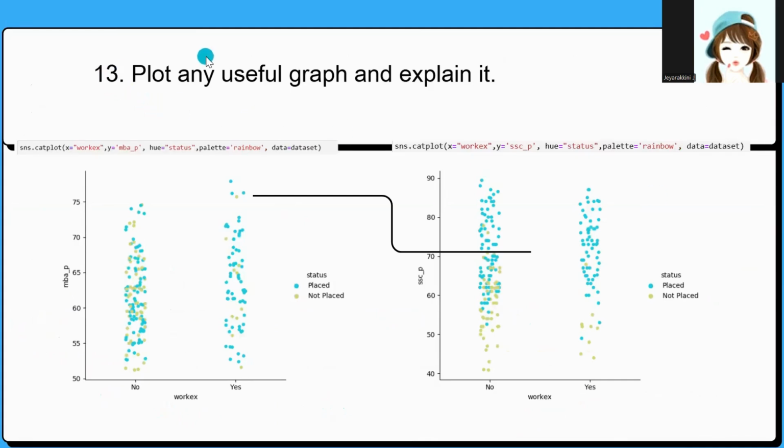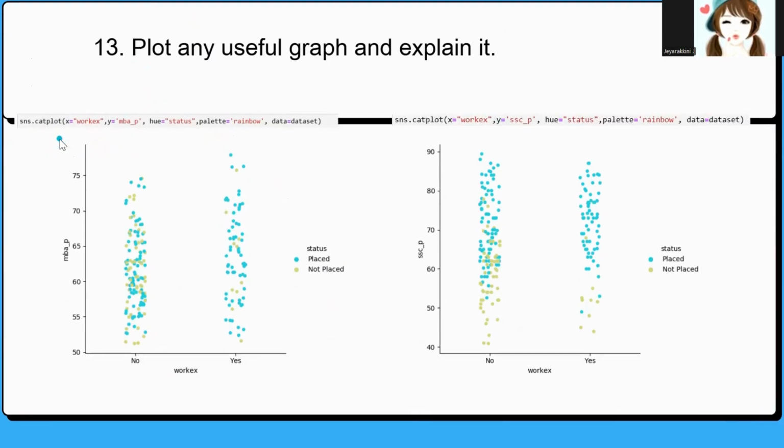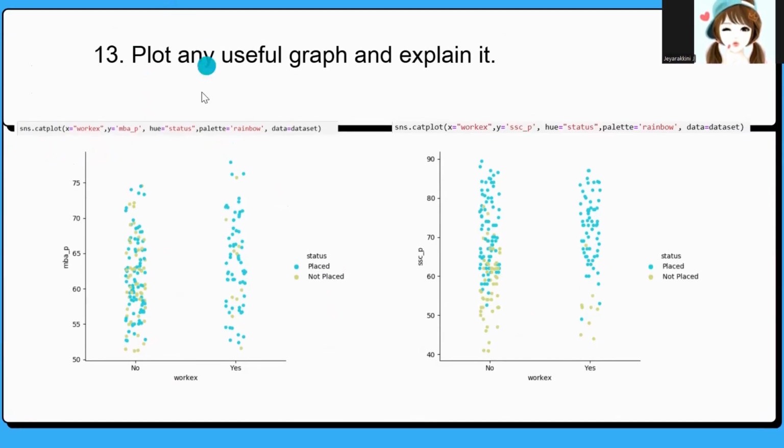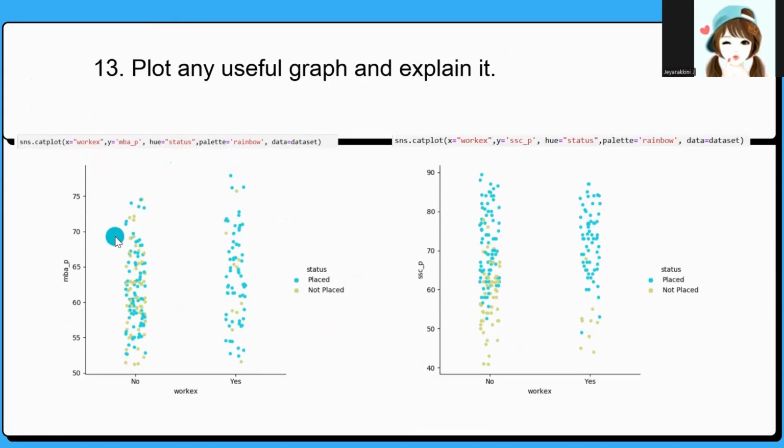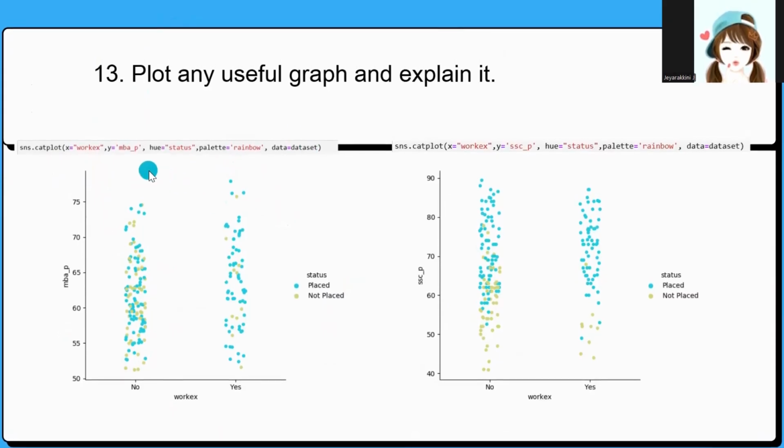Let's plot any useful graph and explain it. Cat plot is for the categorical data. So here I used it to see whether their work experience really helped them to land a salary and if it's a high salary or something. So first up, I plotted their work experience against their MBA percentage. And in the next code, I plotted their work experience against their 10th percentage.